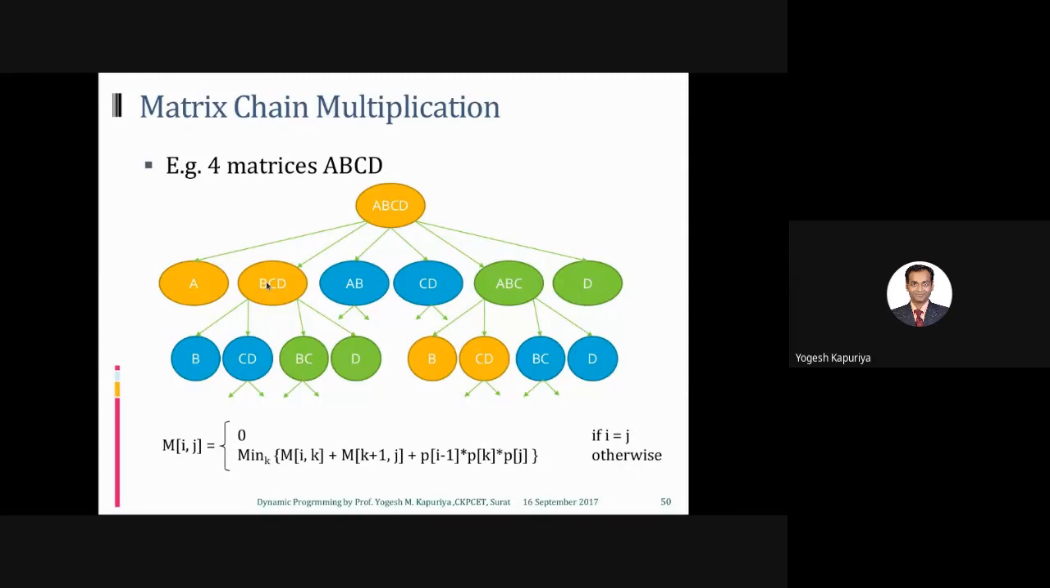Again, to solve this BCD, you have two options. First, you put parenthesis after B, so that will generate B and CD, and this will generate BC and D. Similarly for everything. You find out the optimum for this, you find out the optimum for this, you find out the optimum for this. Again, you have three options, one option, two options, third option. Find out which one is minimum, you consider it for ABCD.